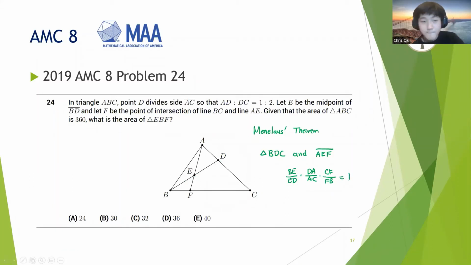All right, so we're told that AD to DC is equal to 1 to 2. What this means is that DA to AC is equal to 1 to 3. So we can replace the second fraction with 1/3. And as for BE over ED, we know that E is the midpoint of BD, so this fraction is just 1. And CF over FB is unknown. So what we found here is that CF over FB is equal to 3.